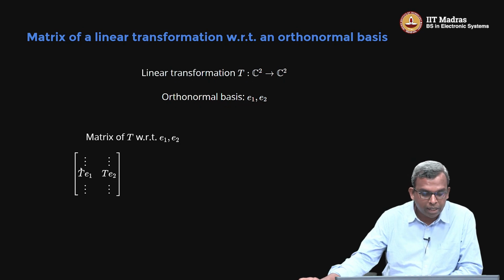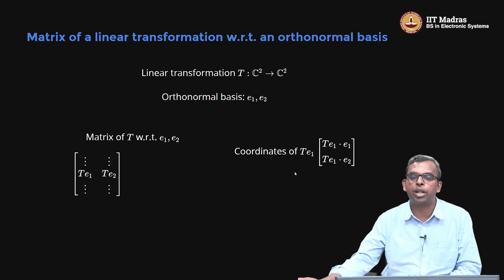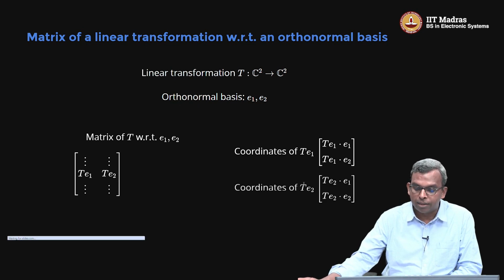Now, how do I find the coordinates of this vector TE1 with respect to this basis? I have to simply take the dot product. I have to take the dot product of TE1 with E1 and TE1 with E2. I get the first coordinates, right? Coordinates of TE1 are easy with respect to this. Notice how the dot product is entering the picture. So when you have an orthonormal basis and when you have an inner product in your vector space, things become really simple this way. Now this next vector TE2, again you have to find the coordinates. That's also very easy. TE2 dot E1, TE2 dot E2.